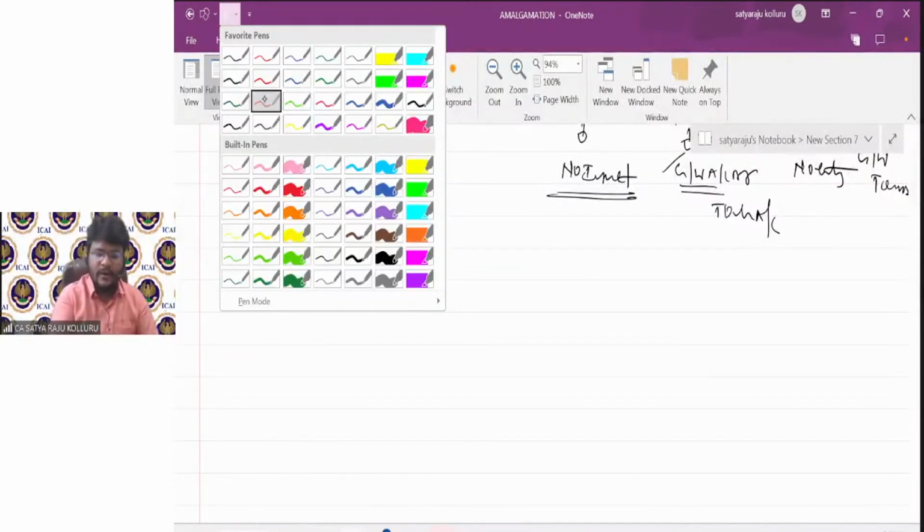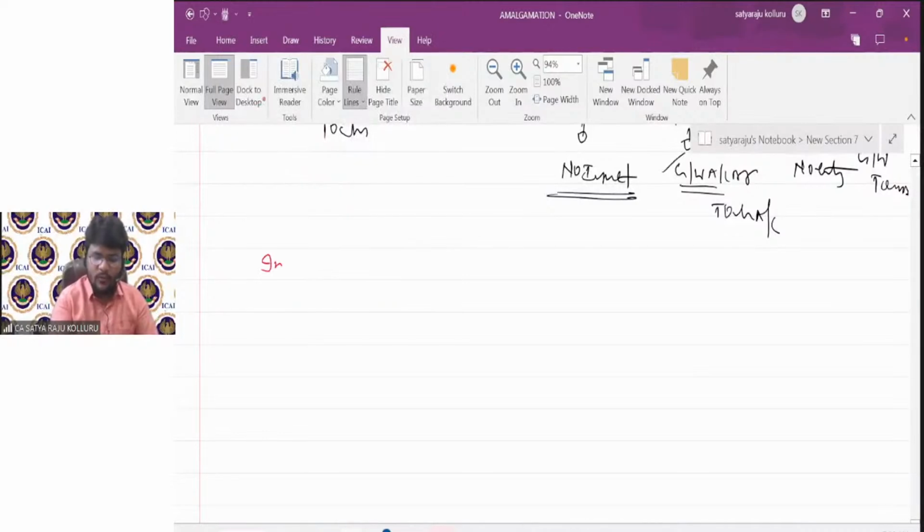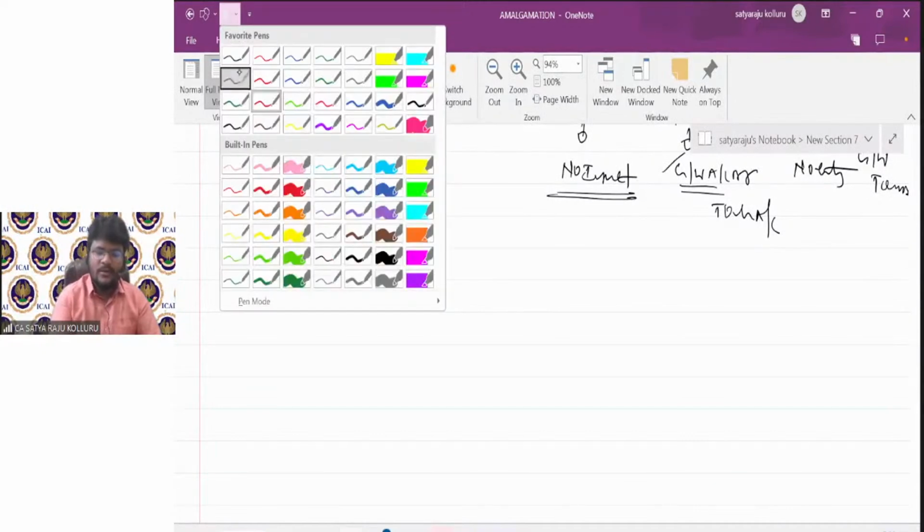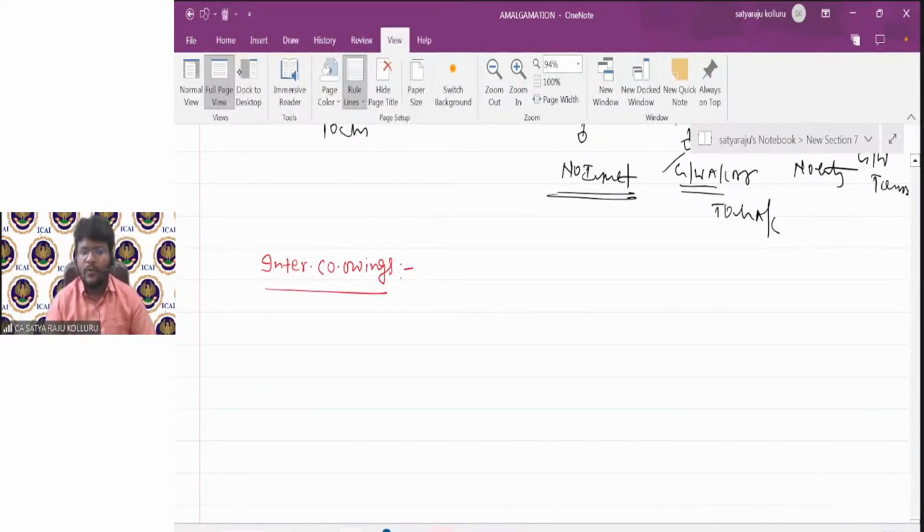So the next adjustment is intercompany owings. Intercompany owings. Concentrate, guys. Sir, what is the meaning of intercompany owing, sir? Intercompany owing means before the process of amalgamation occurs, there is a relationship between the purchasing company and the selling company.